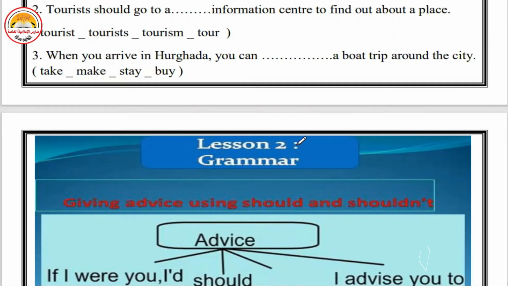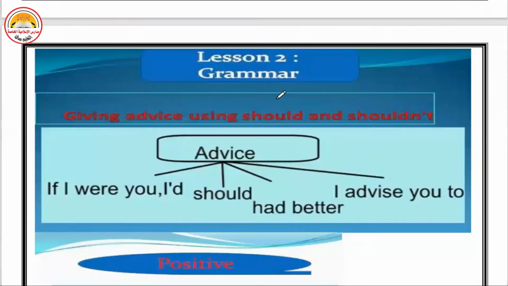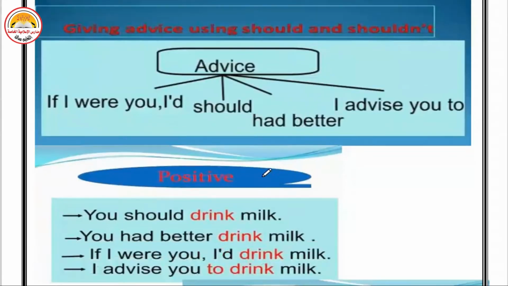Let's see the second point in Unit 1. We have the grammar, how we can give advice. We can use this grammar in the question of what would you say in each of the following situations, or rewrite. Okay? How we can give advice.